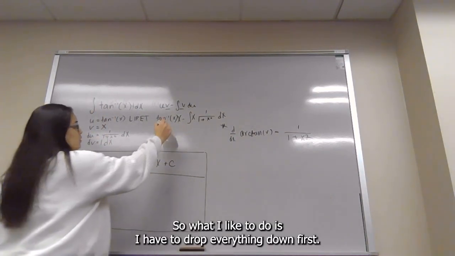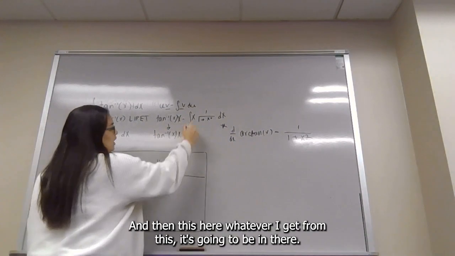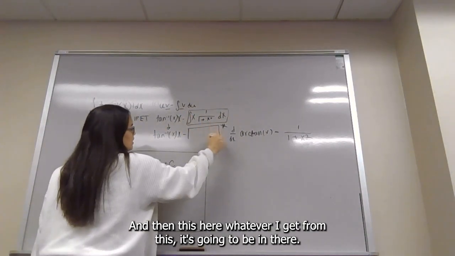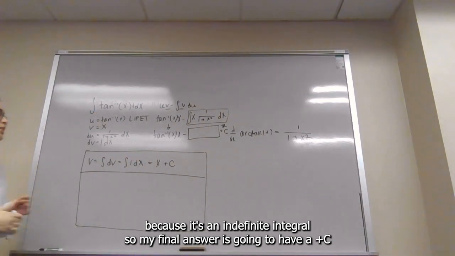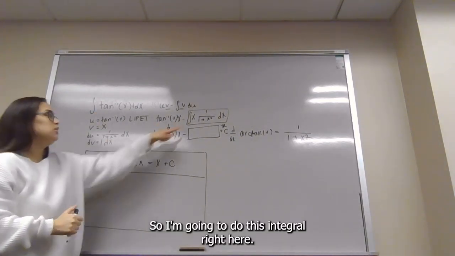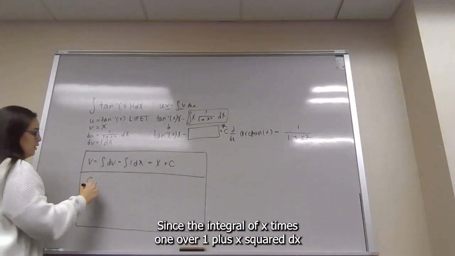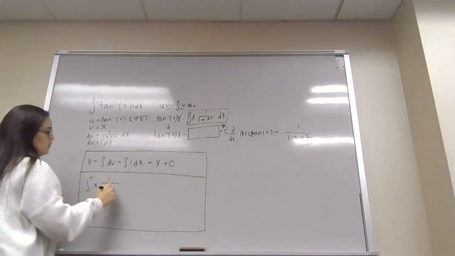So what I like to do is drop everything down first, and whatever I get for this integral is going to go in there. And then plus c, because it's an indefinite integral, so my bottom is just going to have a plus c. So I go and do this integral right here. It's the integral of x times 1 over 1 plus x squared dx.